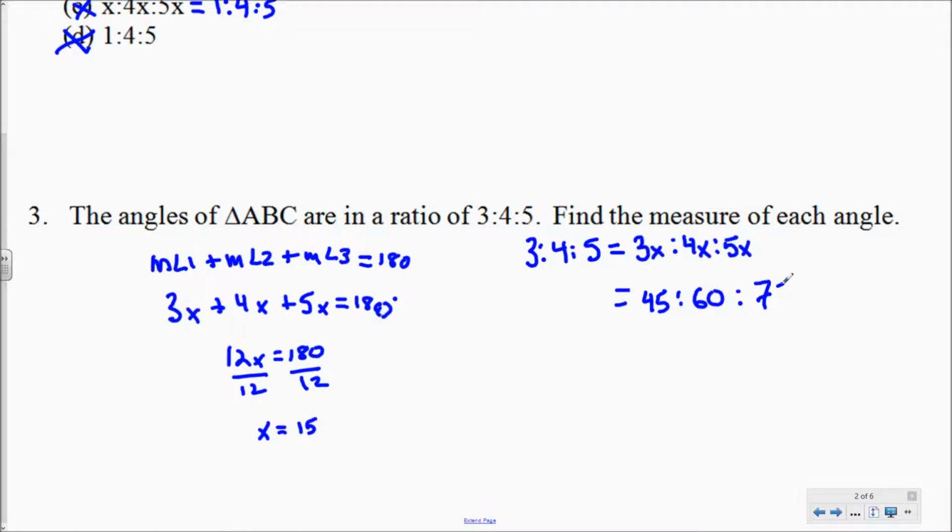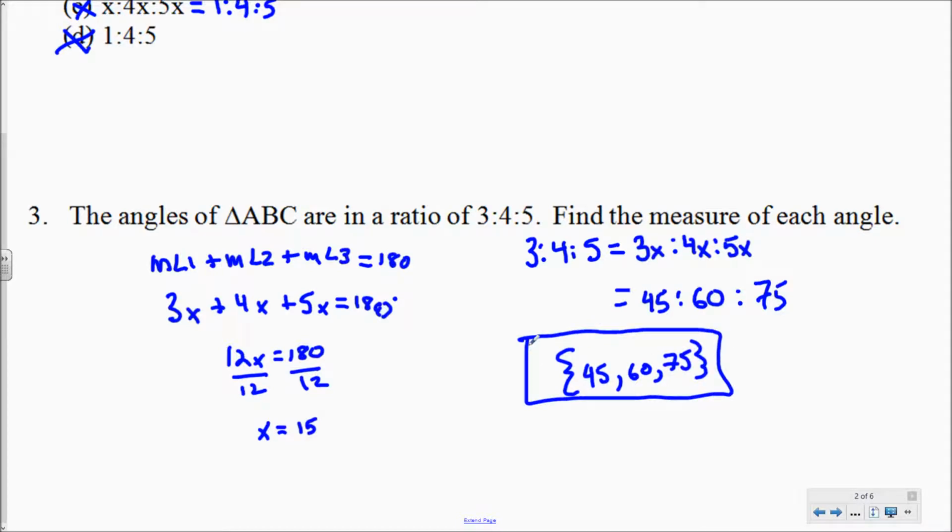So since these three are in the same ratio or are proportional to my given ratio, and they add up to 180, they meet both of the conditions of the angles in triangle ABC. Thus, those three things must be the answer I'm looking for. Those are the three angles of triangle ABC.